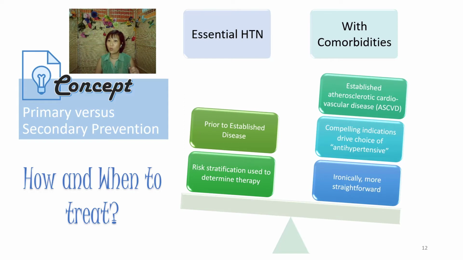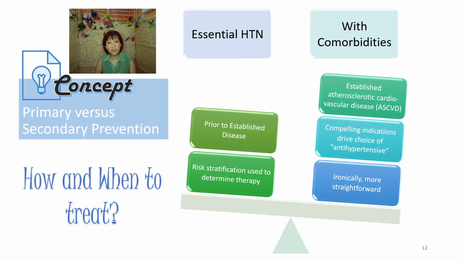Now, when you actually have comorbidities or coexisting diseases with your hypertension, that's actually the easiest situation, which is the paradox of this whole matter, right? So if you had, for example, established atherosclerotic disease or ASCVD, or if you have compelling indications that drive the choice of antihypertensives, for example, you could have nephropathies due to diabetes, then you could be maybe saying, okay, the first line should be ACE inhibitors because the evidence is clearer with that group of agents as opposed to, say, calcium channel blockers or dihydropyridine calcium channel blockers. Ironically, those with comorbidities are actually more straightforward for you to choose the agent, and so it actually makes your job easier.